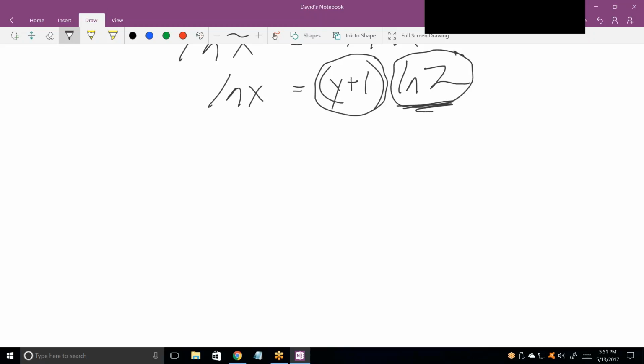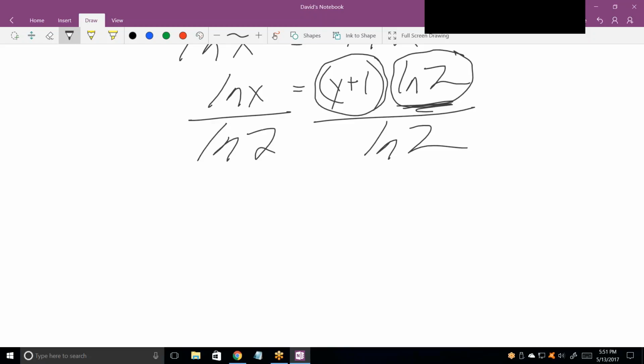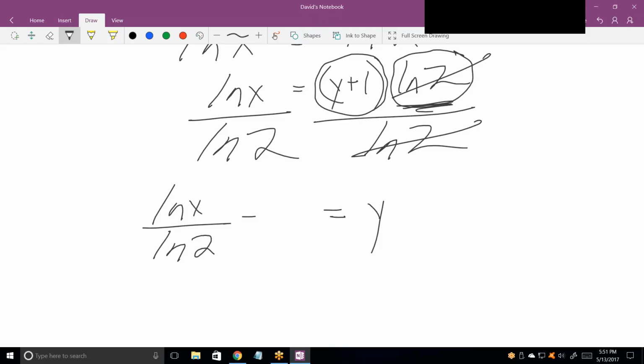So, to get rid of the natural log of 2, I have to divide both sides by natural log of 2, which is just a number. That's all it is. Okay? Now I'm almost done. I've got y plus 1 equals this thing on the left, so y is going to equal natural log of x divided by natural log of 2, minus 1. And now I put in the inverse sign. That's what the inverse of that original function is.